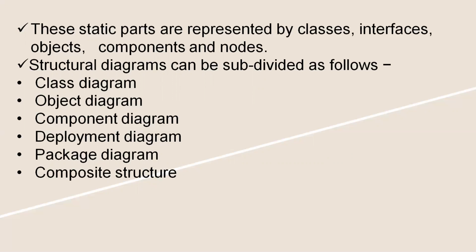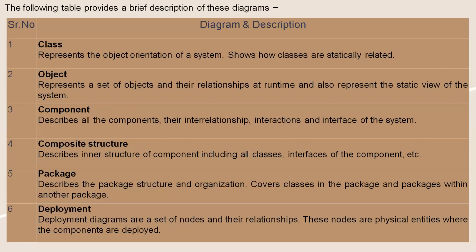Structural diagrams can be subdivided as follows. This is the list of the diagrams by which we can prepare structural diagrams: class diagram, object diagram, component diagram, deployment diagram, package diagram, and composite structure. Now there is a table on the screen. You can see there is a diagram and the description.